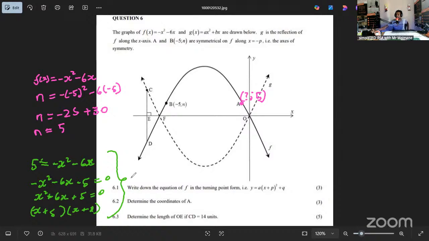Otherwise, x is going to be minus 5 and then x is going to be minus 1. So we already know the other side, x is minus 1. So the one for minus 1 is going to be this one. Therefore, the coordinates of A will be minus 1 and positive 5. Easy peasy.